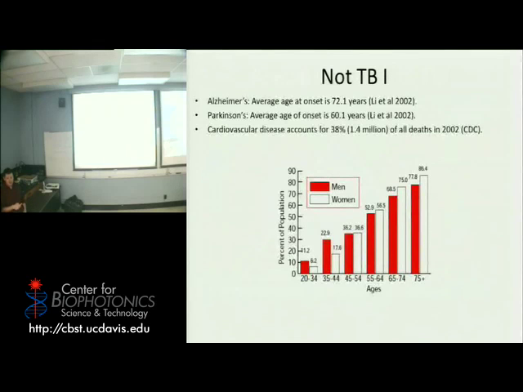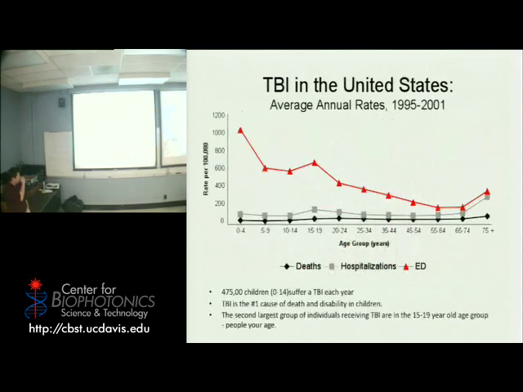Now, cardiovascular disease is the number one disease in our country. It kills the same number of people that get any kind of trauma every year. So 1.4 million people die from heart disease. But again, what I'd like to point out here, this is men and women, red and white, and here's the percent of the population, and here's your age. This isn't happening in most people until your 50s and 60s. This is a disease of older people. TBI is the exact opposite.